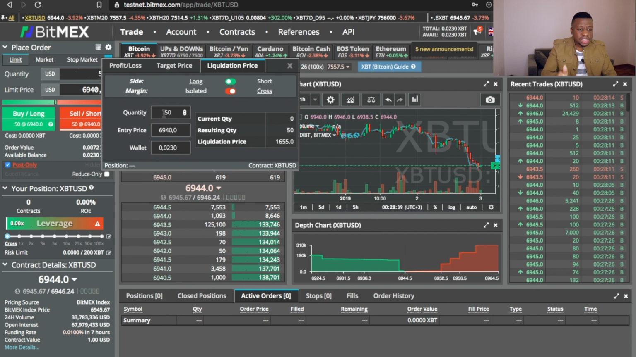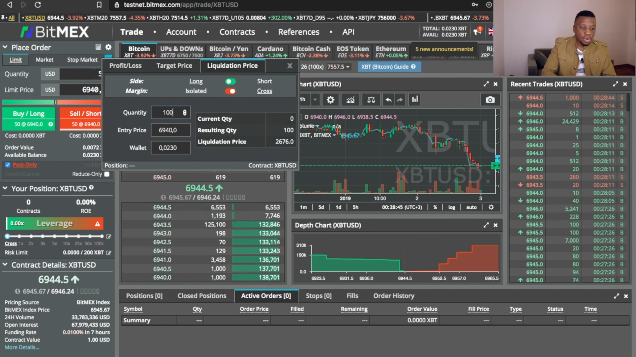So let's say you wanted to use more contracts, right? Let's say we use about 100 contracts. Where is our liquidation going to be? So we are going to have a liquidation price of about 2,676. If we look at the current price, that is like way too far, right?